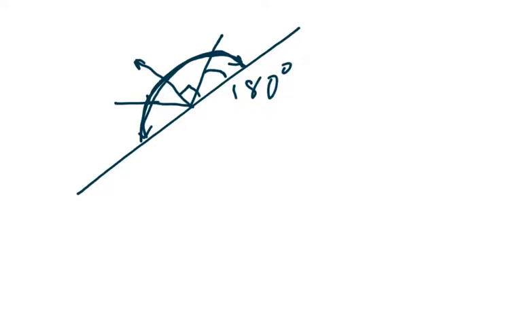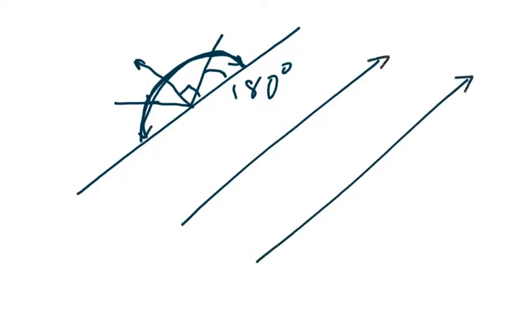Now, if we had two parallel lines like that, cut by a transversal line, this angle here would be regarded as a straight angle, which would be 180 degrees. Now, let's go back to what we're talking about.